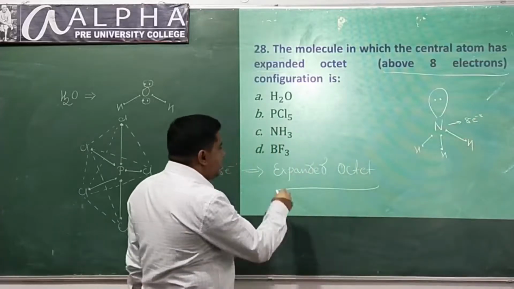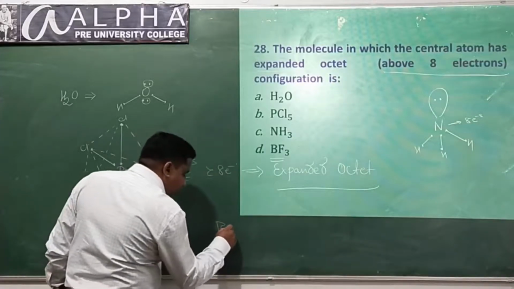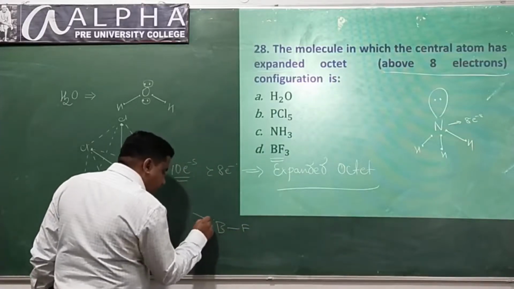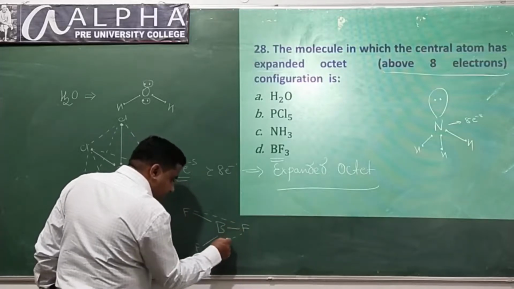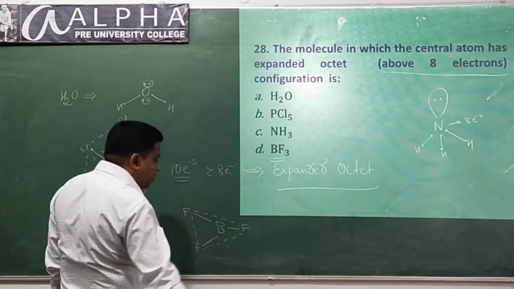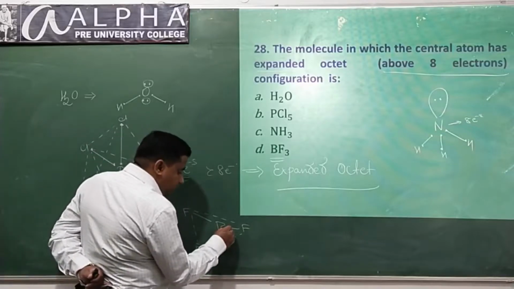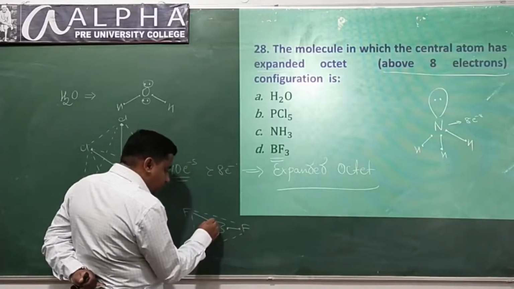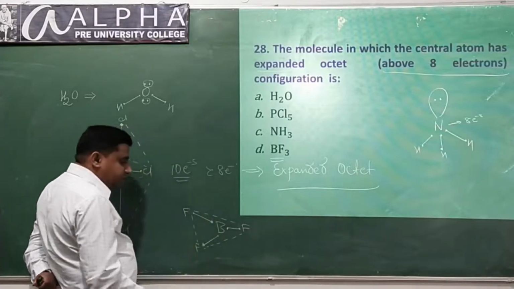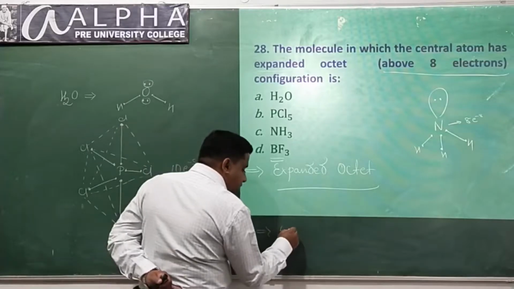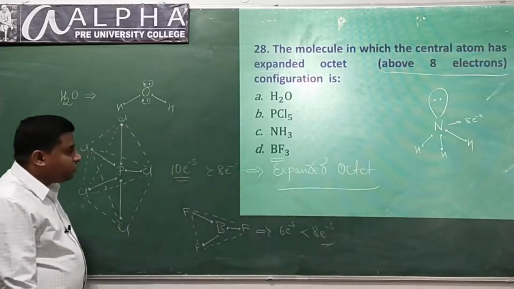Correct? Now, if you consider boron trifluoride, BF3, what is the structure of boron trifluoride? Trigonal planar. This is the structure. Now count the number of electrons around boron. 1, 2, 3, 4, 5, and 6. It has only 6 electrons. That means less than 8 electrons, isn't it?